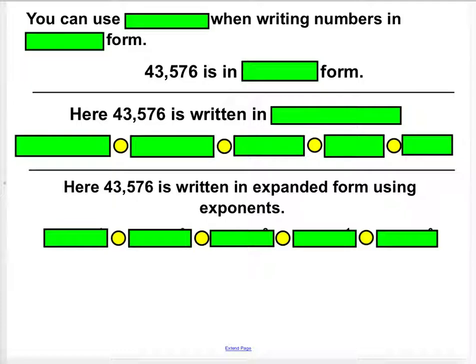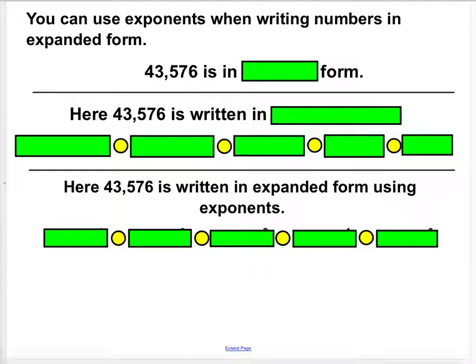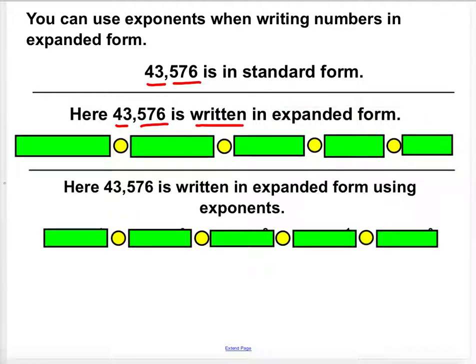Alright, one last thing that we went over in class. It talked about the fact that you can use exponents when writing numbers in expanded form. Up above, we have 43,576, and it is in standard form. Here, 43,576 is written in expanded form.